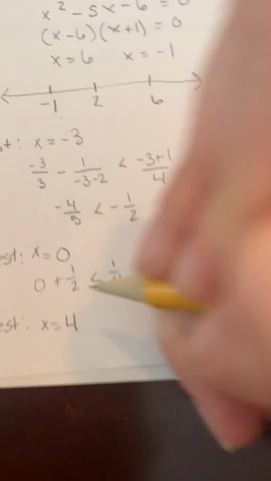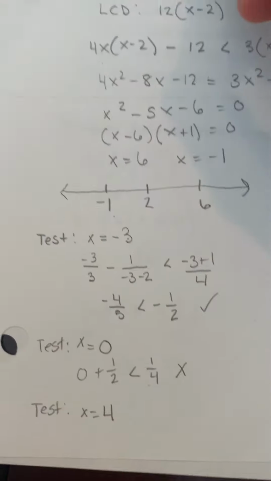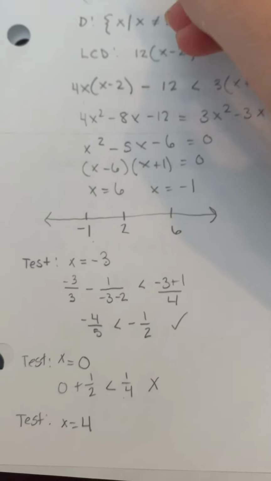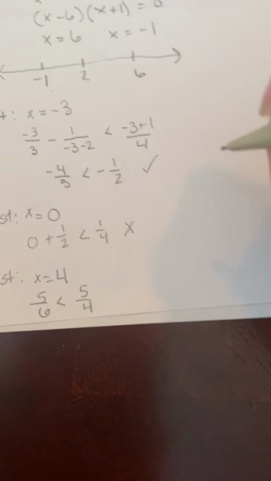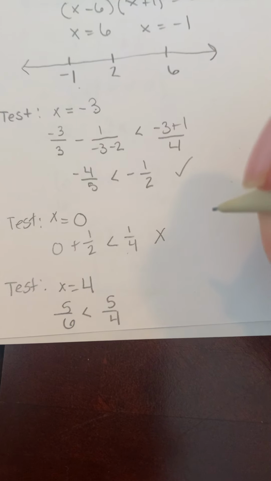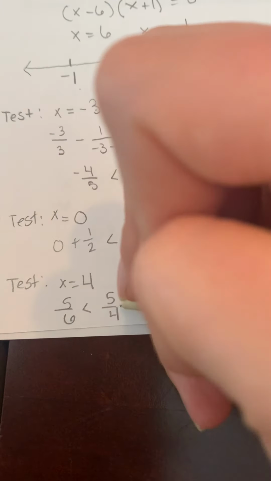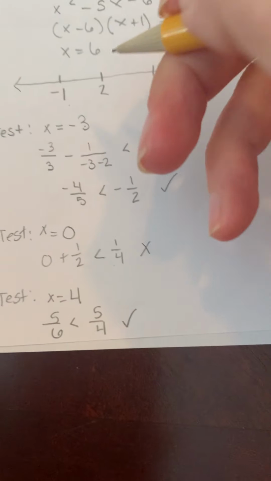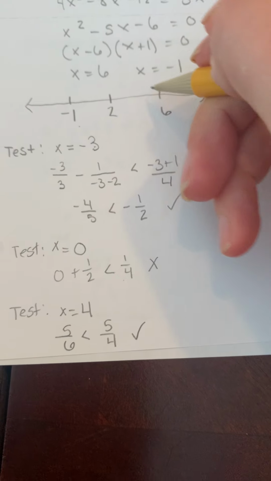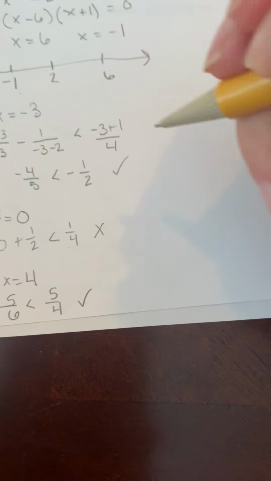Now let's test between 2 and 6. So I'm going to test 4. I'm going to plug 4 into my inequality, and what we get is 5/6 is less than 5/4. And is that true? Yes, that's true, right? This is less than 1, this is greater than 1. So that is true. What that's telling us is that our solution is between 2 and 6.